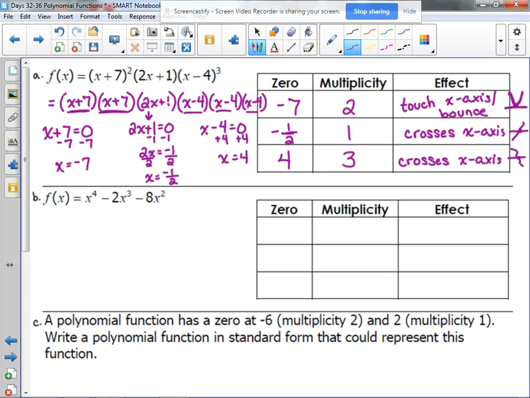Example B is not in factored form, so we are going to put it in factored form. We need to do a little factoring. What's the first thing you always look for when you factor? 3 letters. Starts with a G. Greatest common factor, GCF. We look for the GCF first.